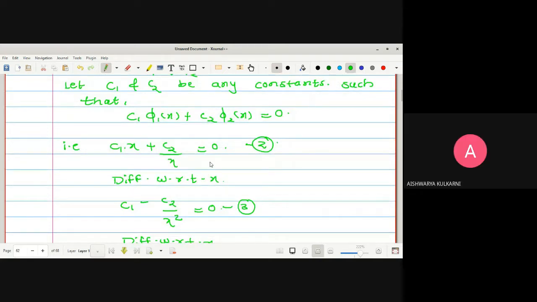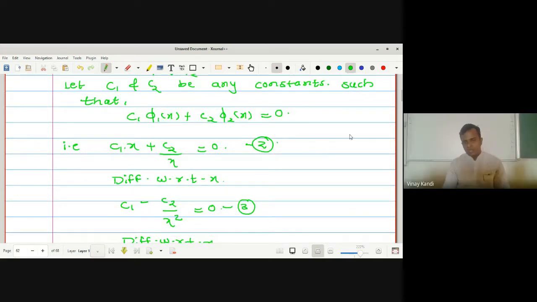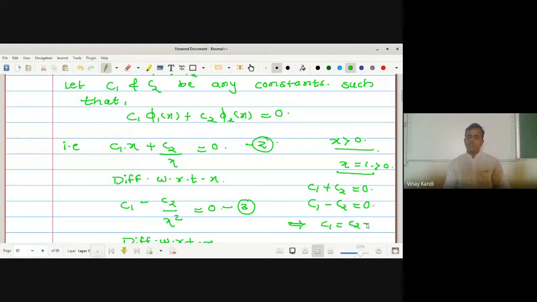The Wronskian. Yes, let me tell you. We have to prove that phi 1 and phi 2 are linearly independent solutions for x greater than 0. Now put x is equal to 1, which is greater than 0. So what we get here? C1 plus C2 is equal to 0. And putting it in the other equation, C1 minus C2 is equal to 0. Now solve these equations. We get C1 is equal to C2 is equal to 0.